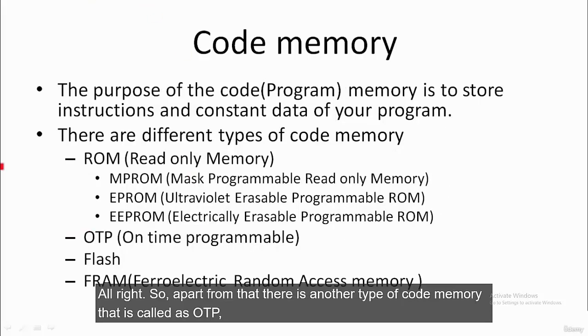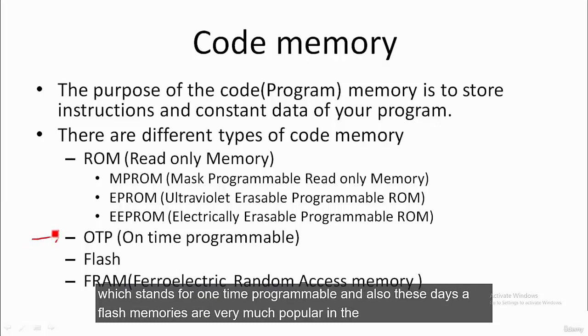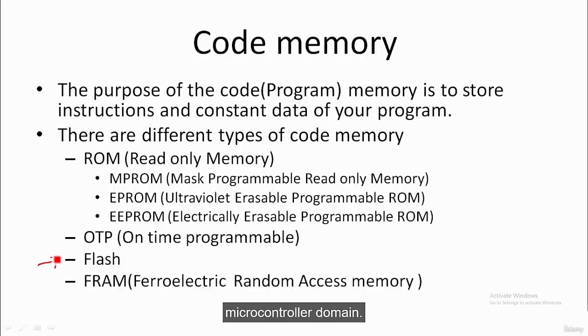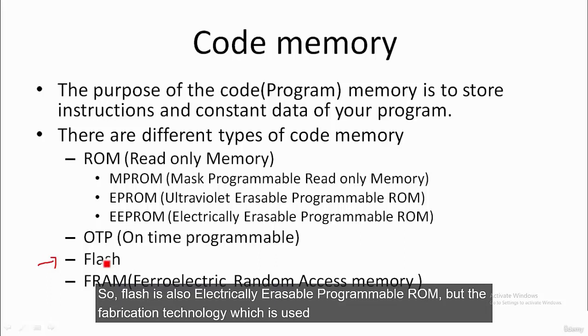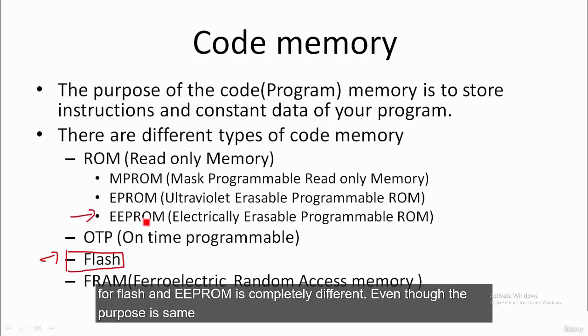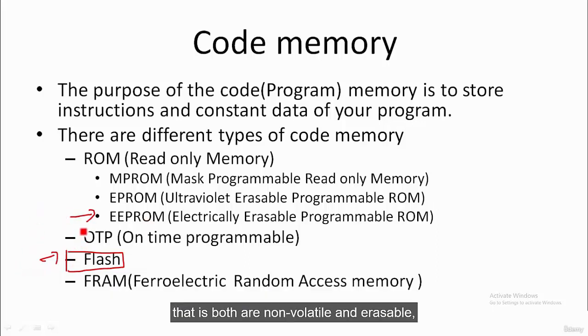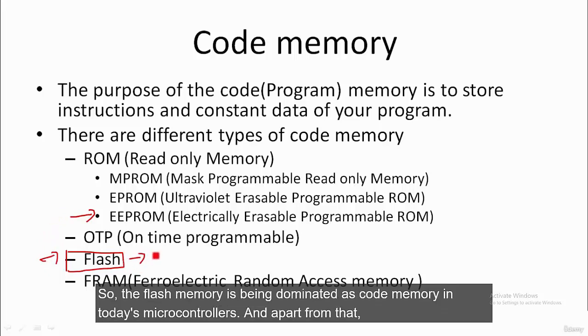Apart from that, there is another type of code memory called OTP, which stands for one-time programmable. Also, these days flash memories are very popular in the microcontroller domain. Flash is also electrically erasable programmable ROM, but the fabrication technology used for flash and EEPROM is completely different. Even though the purpose is the same, that is, both are non-volatile, erasable and writable memories, there is a difference in cost and speed. Flash memory dominates as core memory in today's microcontrollers.